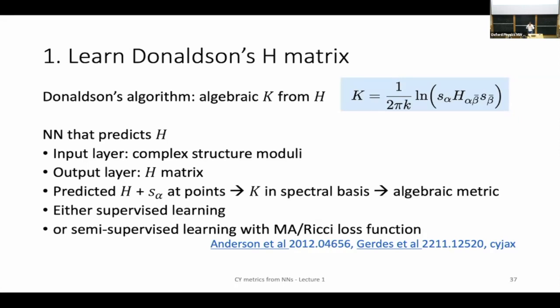You can also do this in the semi-supervised setting. So you use either the Monge-Ampère loss function that we've seen, or the Ricci loss function, and then you train and you get your Hermitian matrix.